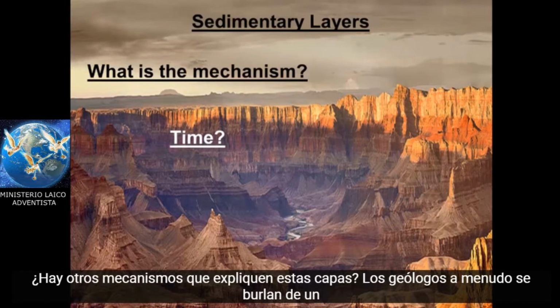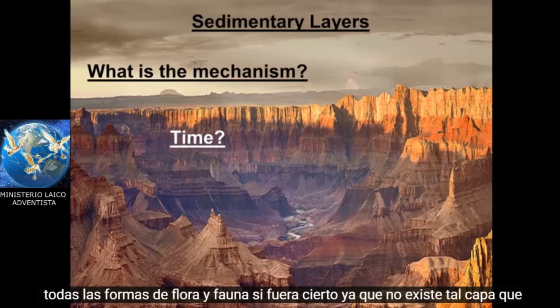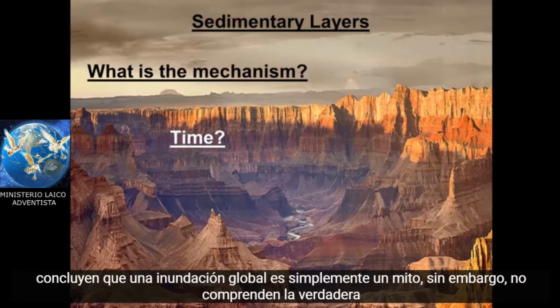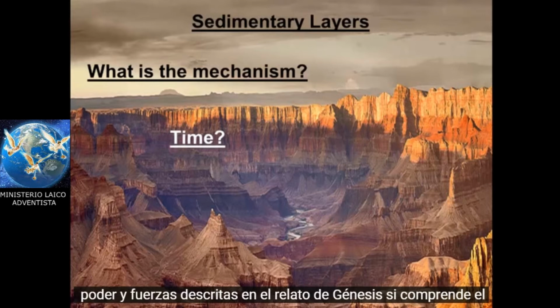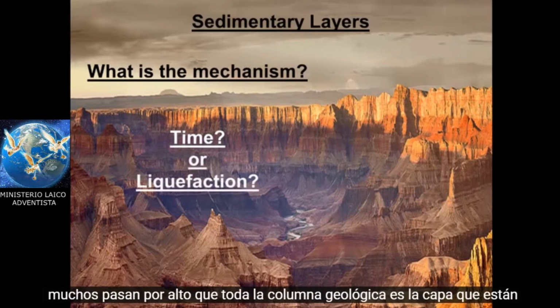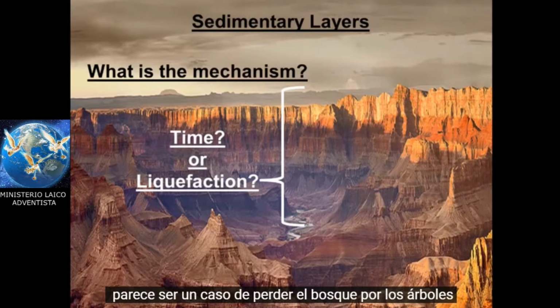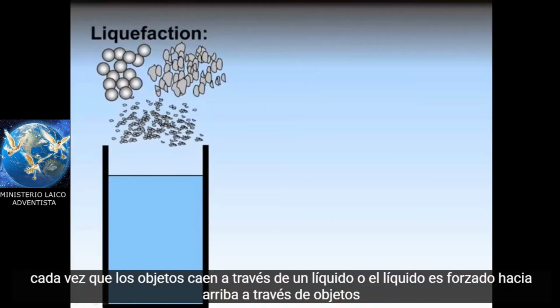Geologists often scoff at a global flood, claiming there should be a layer in the geologic column containing all forms of flora and fauna if it were true. Since there is no such layer, they conclude a global flood is merely a myth. However, they fail to comprehend the true power and forces described in the Genesis account. Few understand the sorting capability of liquefaction. As we'll soon see, many overlook that the entire geologic column is the layer that they are looking for as evidence for the flood. So the no geologic evidence argument appears to be a case of missing the forest for the trees. Anytime objects fall through a liquid or liquid is forced up through objects, liquefaction can occur.